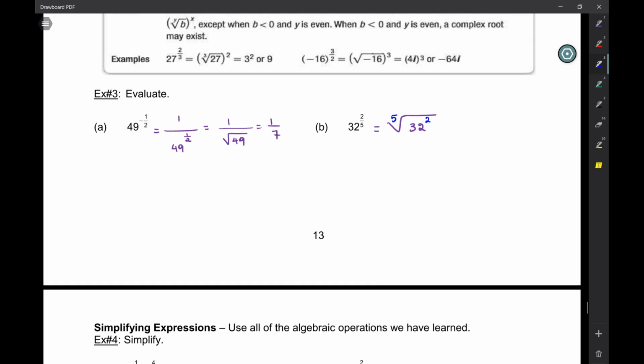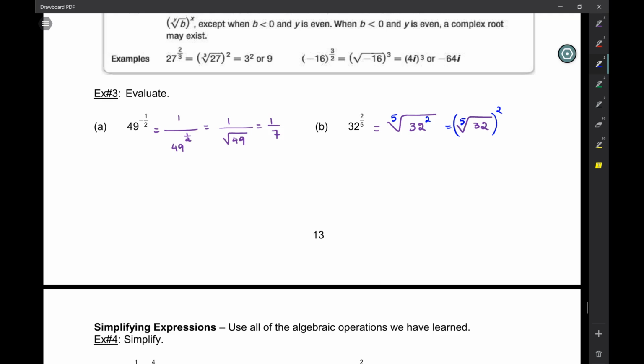Or if I do this and put the 2 outside, huh? This one? Yeah, this is what I would prefer for this particular problem.